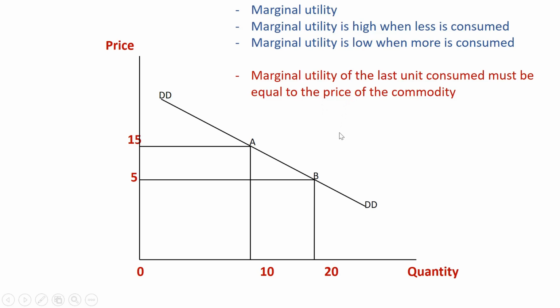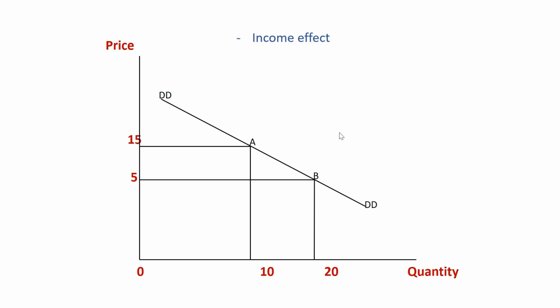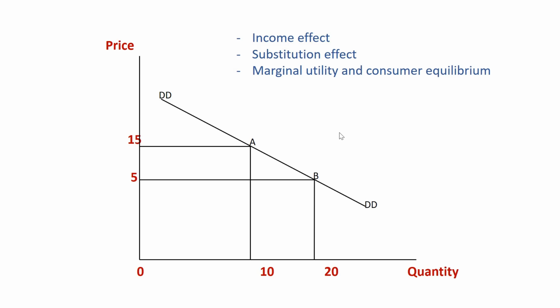We've been able to account for the law of demand from three important concepts. First, from the concept of income effect. Second, from the concept of substitution effect. And finally, from the concept of marginal utility and consumer equilibrium. So, income effect, that is the changes in the purchasing power of the consumer whenever we have changes in the price of a commodity. Substitution effect, arising from changes in relative prices, that induces the consumer to substitute one commodity for the other.